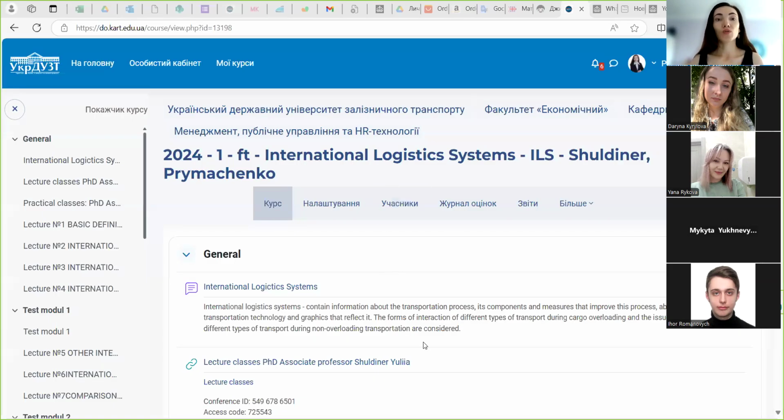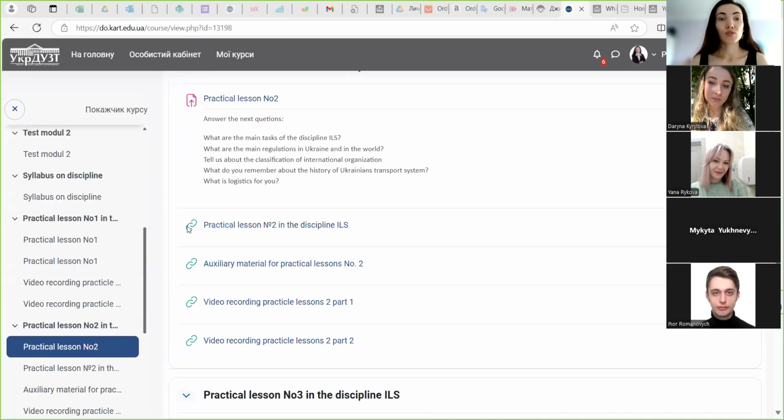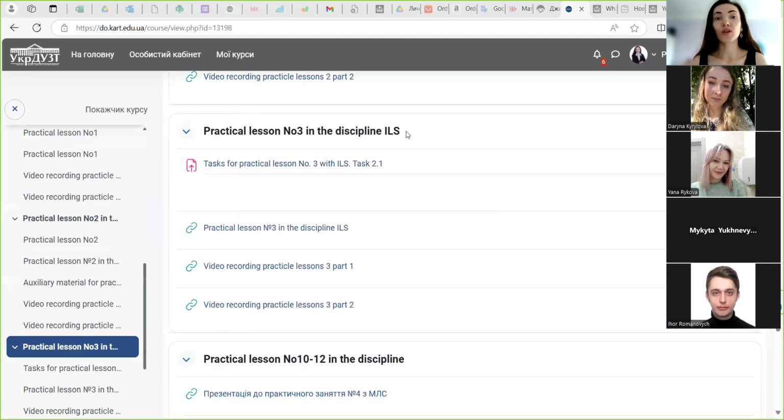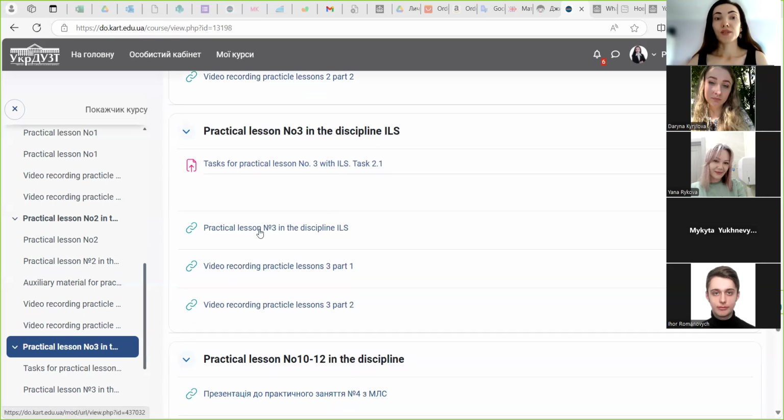So it is our course, International Logistics Systems, and we go down to our third practical lesson, number three, about our discipline. You can put your tasks here. It can be a photo of your document with your solution, or a document in Microsoft Word, Microsoft Excel, or in PDF format, for example. You can upload it here or send it to me on Telegram, Viber, or email, whichever is possible for you. We open this file.